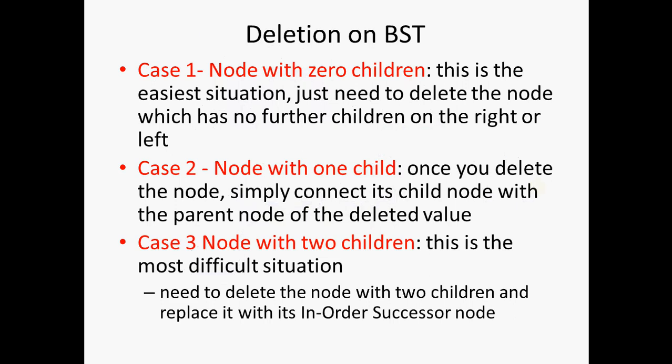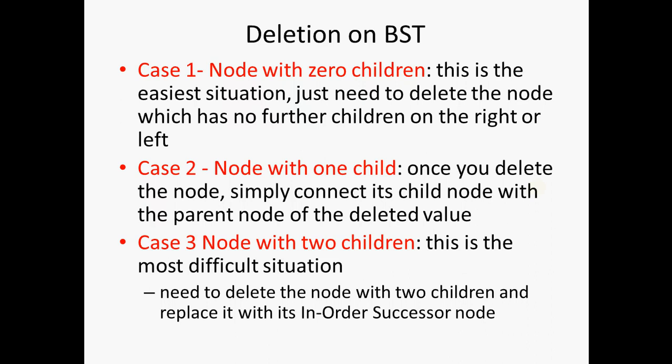Deletion on BST. There are 3 cases. Case 1, delete a node with 0 children. So a node is there without any children, that is a leaf node, so we can delete it directly without any condition. If the node has 0 children, it is a leaf. Just delete the node which has no further children, right or left. Okay, so simply delete it.